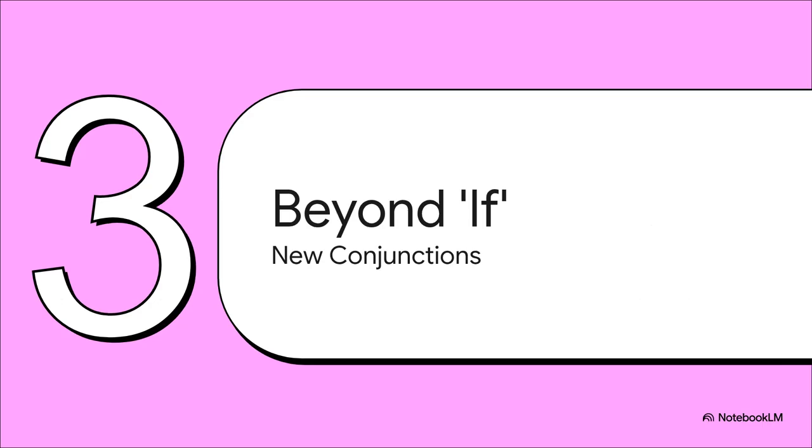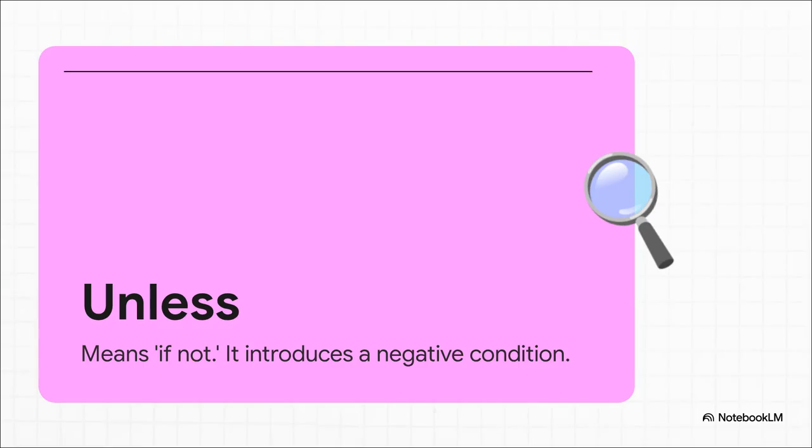So "if" is great, we've got that down. But sometimes you want to be a little more specific, a little more nuanced. So let's add a couple more specialized tools to our kit that set up conditions with a little extra flavor. First up is "unless". The easiest way to think about this one, it just means "if not". So, "We won't go on a picnic unless the weather improves" is just a shorter, sharper way of saying "We won't go on a picnic if the weather does not improve." It zeroes in on the one thing that has to change.